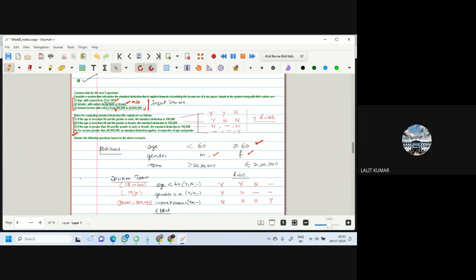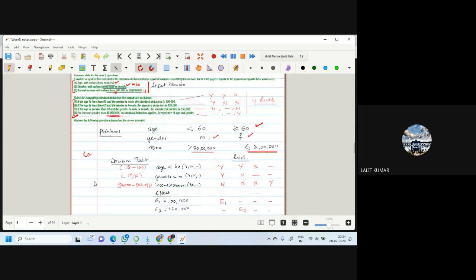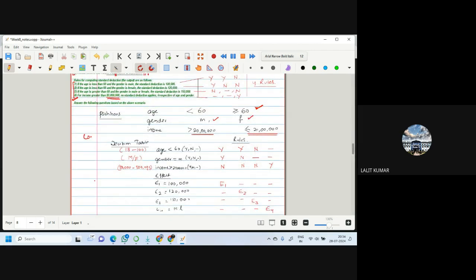Income also, if you see, here there is no condition on income. It is only age and gender. Standard deduction is this. Only the income part has come here. So income has 2 partitions, either greater than this or less than equal to this. And this question is basically the decision table. And now you are making a decision. And you know the domain also. Domain is 18 to 100 only.